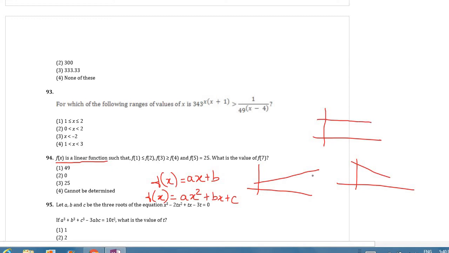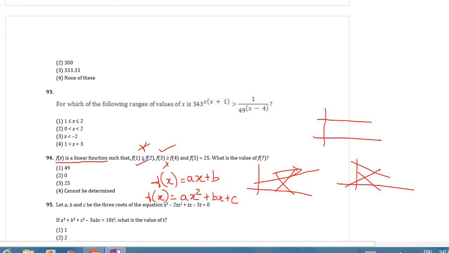Now, when it keeps going up, my f of 1 will be less than f of 2, f of 3 will be less than f of 4, f of 5 will be less than f of 6 and so on. So here 1 less than 2 satisfied, 3 less than 4 not satisfied. If it's a function that's going down, then f of 1 will be greater than f of 2. So this is not satisfied while this is satisfied. So obviously my function is neither this type nor this type. So obviously it is of this type, and that is satisfied here.